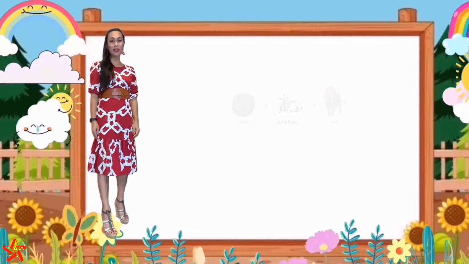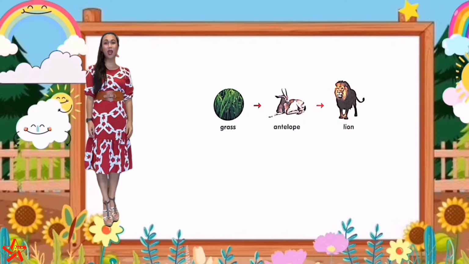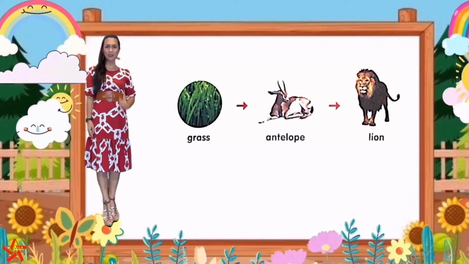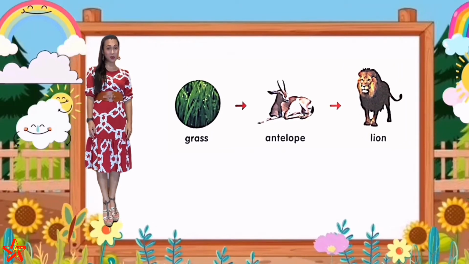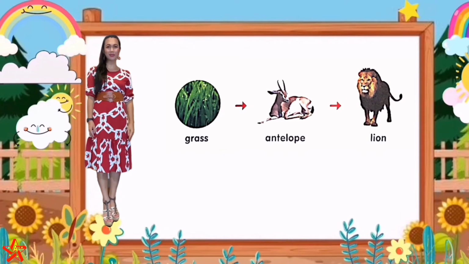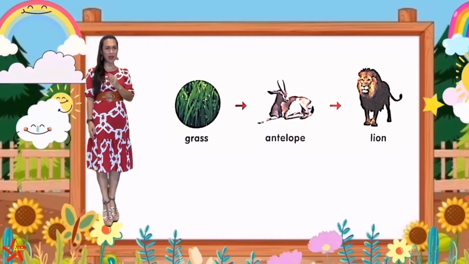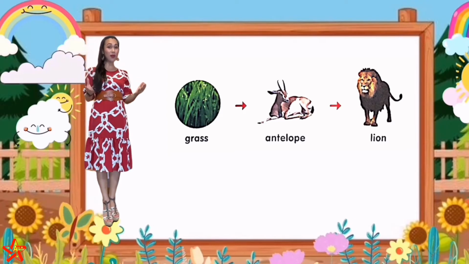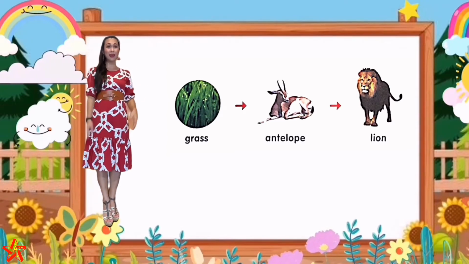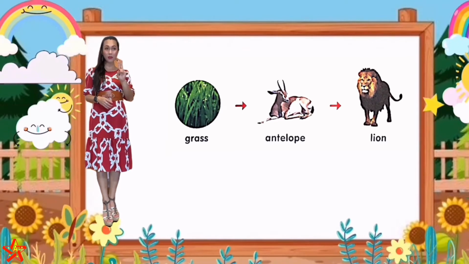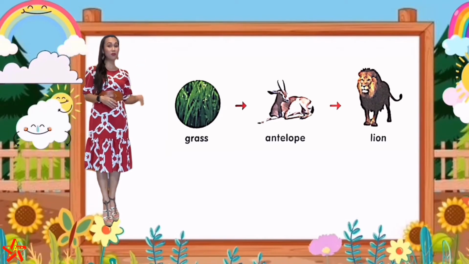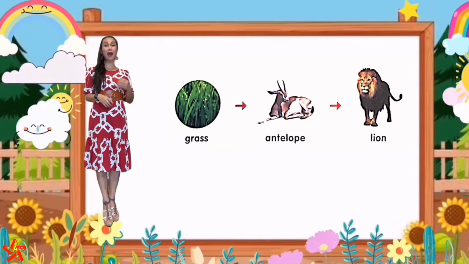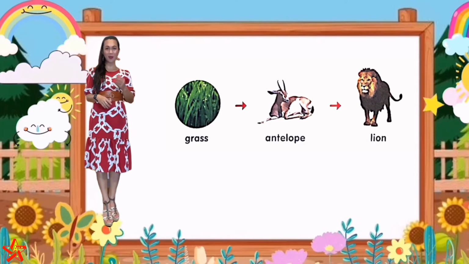Another example. Can you check these pictures? We have grass, antelope, and lion. Now, what does the antelope eat? Correct, the grass. And how about the lion? What does the lion eat? Is it the grass or the antelope? Very good, the antelope. So if we're going to number this one accordingly, number 1 is grass, number 2 is antelope, and number 3 is the lion. So this is a good example of how the food chain works. I hope you understand it.